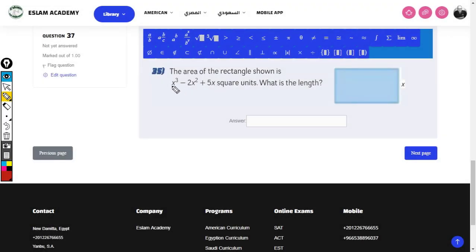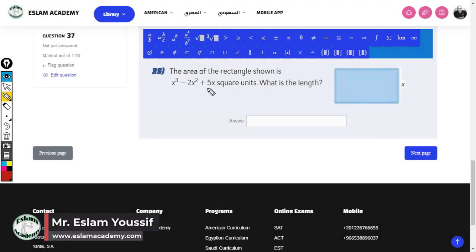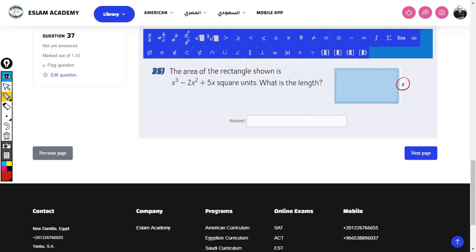The area of the rectangle is shown by x cubed minus 2x squared plus 5x. One of the dimensions equals x. We need to find the other dimension. To find the other dimension, we just divide the area by the given dimension, which is x. So x cubed divided by x will be x squared. Negative 2x squared divided by x will be negative 2x, because we just divide: negative 2 divided by 1 equals negative 2, and x squared divided by x equals x. Plus 5x divided by x equals 5.